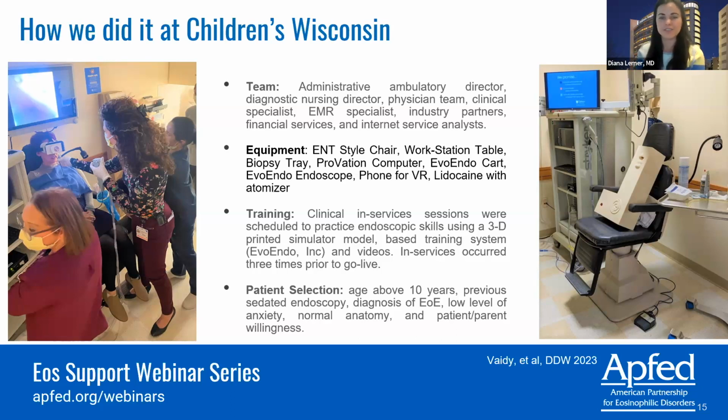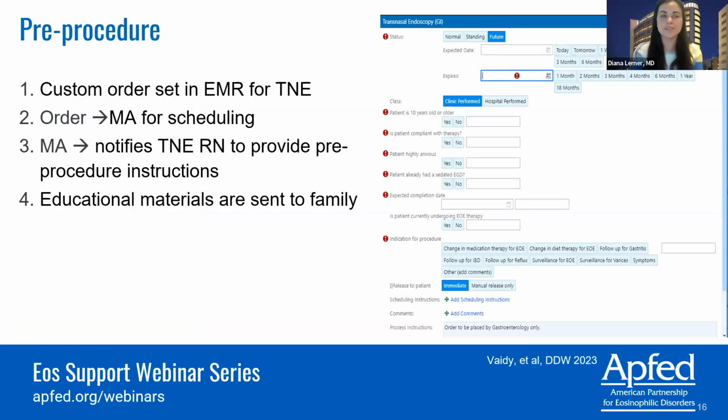And then we developed our patient selection. So like I said, for our center, we use 10 years and older. In our case, particularly, we started with patients who've already had a sedated endoscopy in the past. Currently, we're only doing diagnosis of EoE, but we're hoping to expand that as our skill levels expand, and then normal anatomy. This is Dr. Vaidi, my partner. We created this custom order set in our system so that our partners can refer patients to us. And you could see here kind of presets to what questions we wanted to know that would prompt us to understand if the patient referred was a good patient for this kind of procedure.